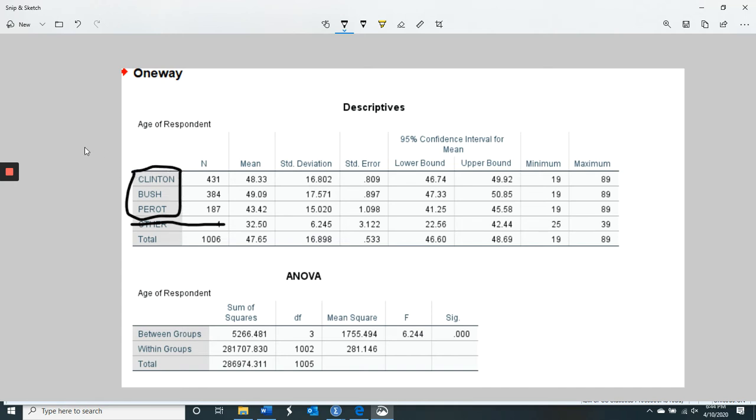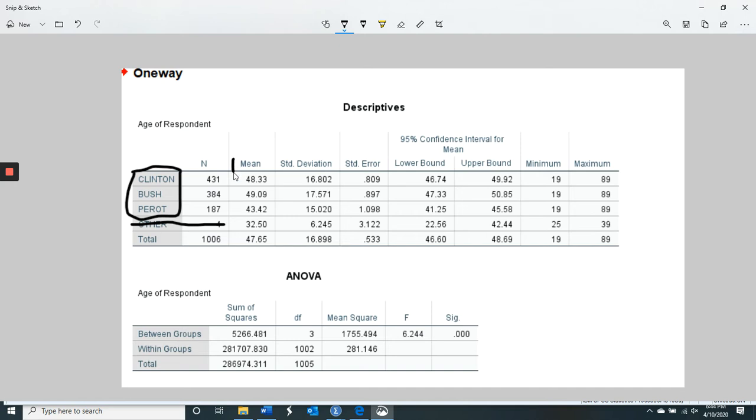So this is whether they voted for Bill Clinton or H.W. Bush or Ross Perot. So there's 3 groups. That's where your groups are. Just like your t-test, except in the t-test it has 2 groups there. And it tells us what our sample size is for each group. We don't have to worry about that so much.